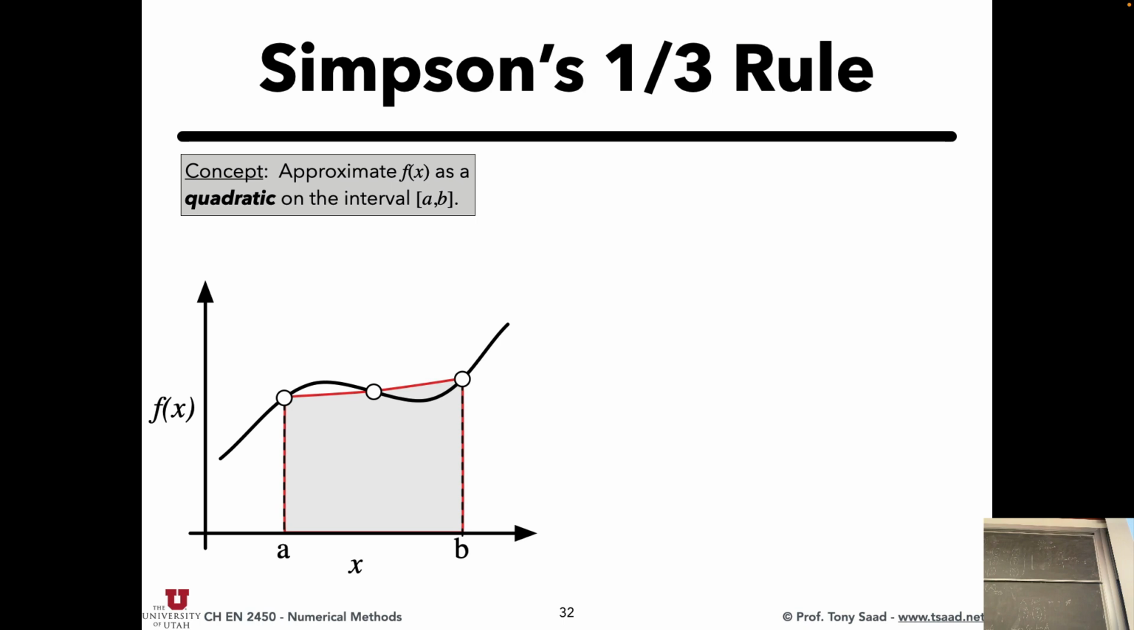We already have a and b. It gives us 2 points. Where do we pick the third point? We pick it in the middle. In the absence of any other information, that's the best guess you could do. And then you fit a quadratic.